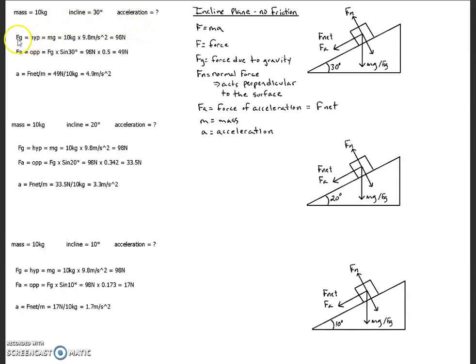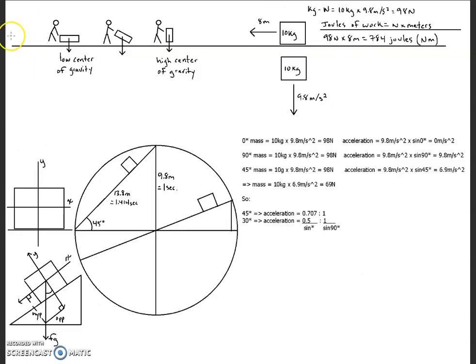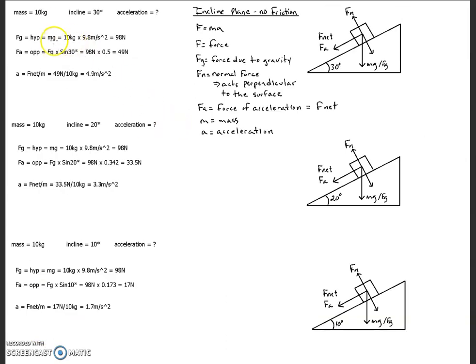So the force of gravity, Fg, right here, is the mass times the gravitational force. So Fg is equal to the hypotenuse, as I was talking about right here. This is the hypotenuse. This is the opposite, which is mass times gravity. So we're just going to do a conversion here into newtons. 10 kilograms times 9.8 meters per second squared gives us 98 newtons.